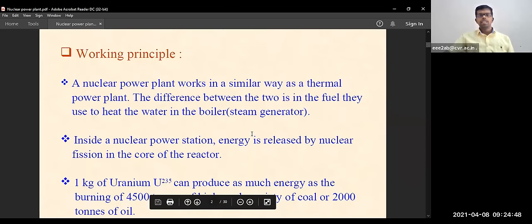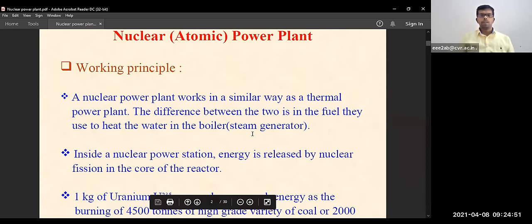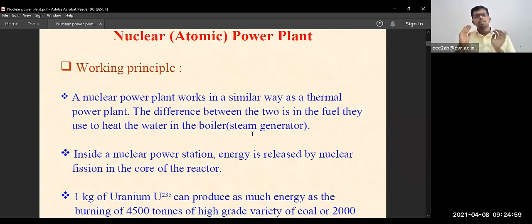So if you see the main working principle of a nuclear power plant, it works in a similar way to a thermal power plant. If you know the thermal power plant, then I think 70% of your nuclear power plant is over. The only thing we are adding over here is the reactor, and also the fuel. There we use coal as a fuel for heating the water. So here we are using nuclear fission materials for heating the water. That is the only difference.